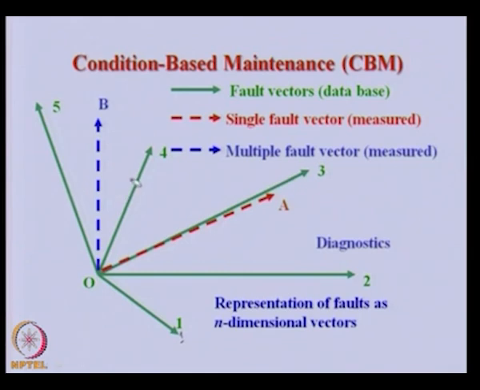So, we can attach some kind of probability, because for fault 4 and 5 both there is a possibility. We can attach a probability of maybe 60% for the 4 and 40% for the 5. Based on the vector, we can estimate the probability of the fault if there are multiple faults appearing in that particular machine.